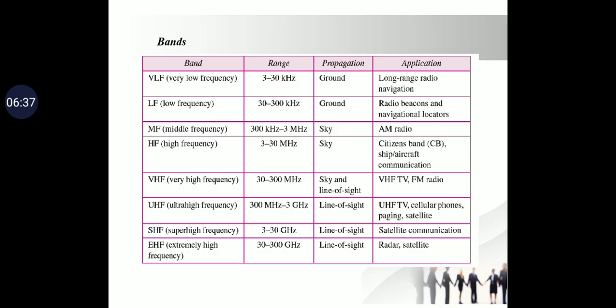So these are the different bands, low frequency, high frequency, and the range in which they can communicate, and what the propagation is, either through ground or sky or line of sight. It depends upon the application again. The type of band will be chosen.